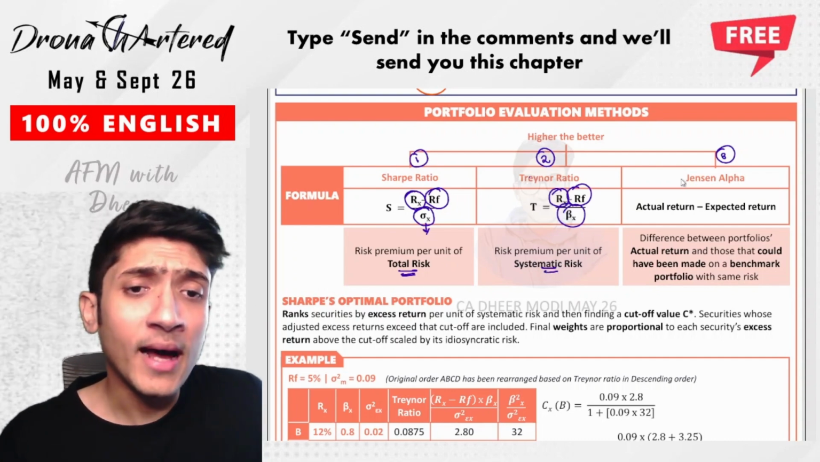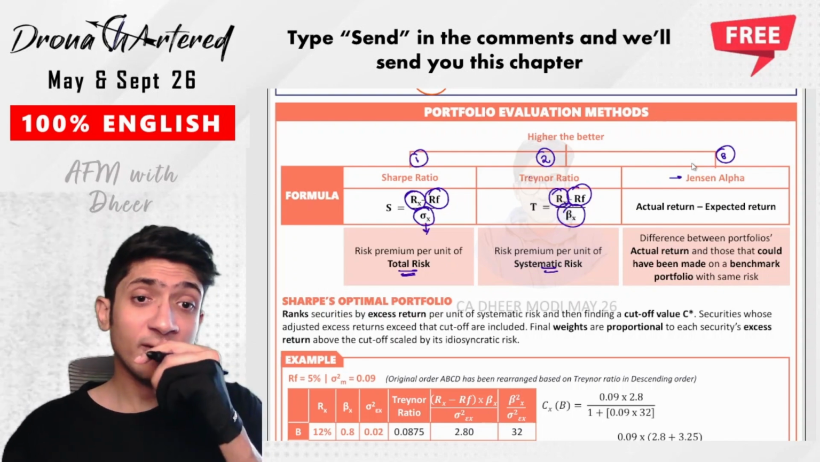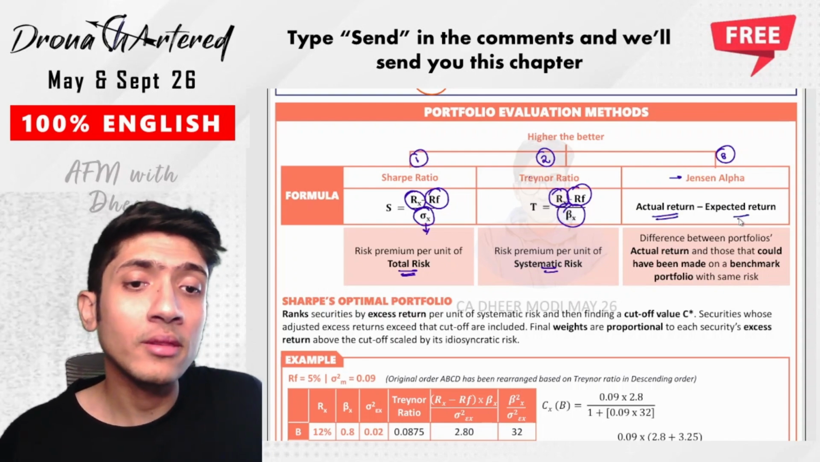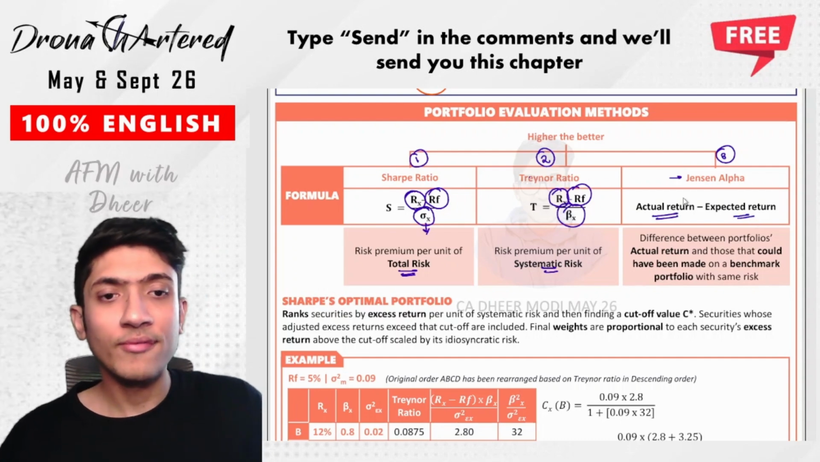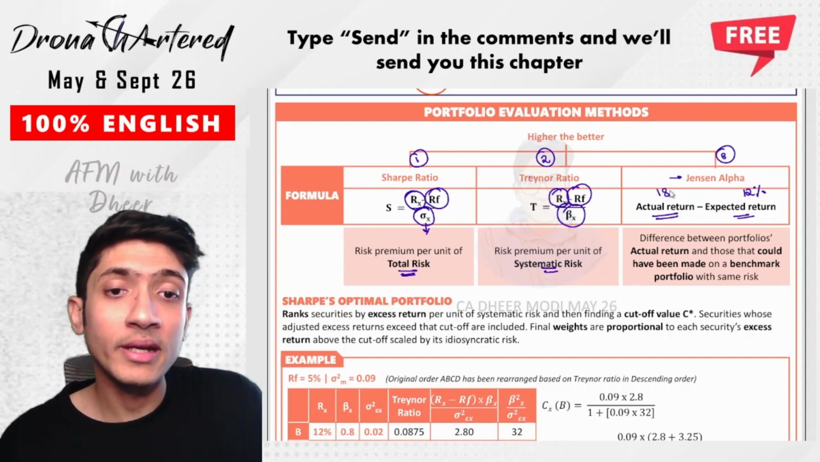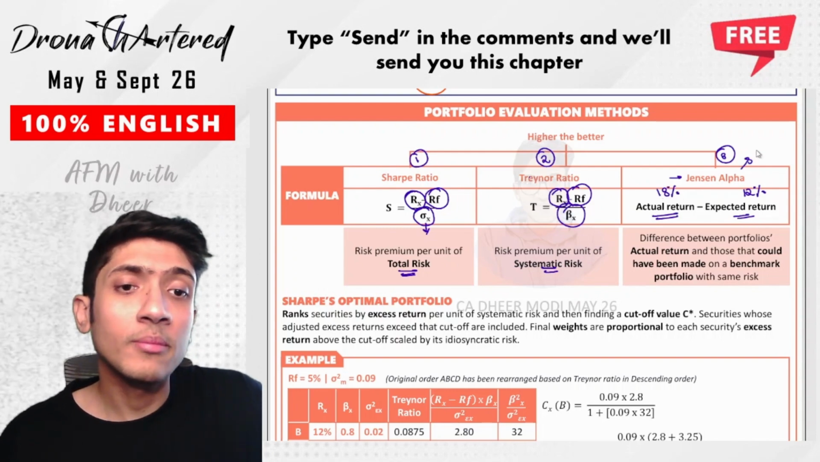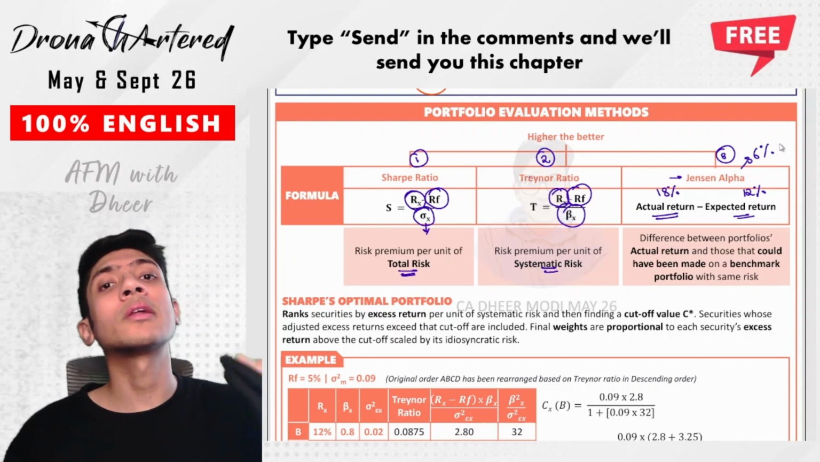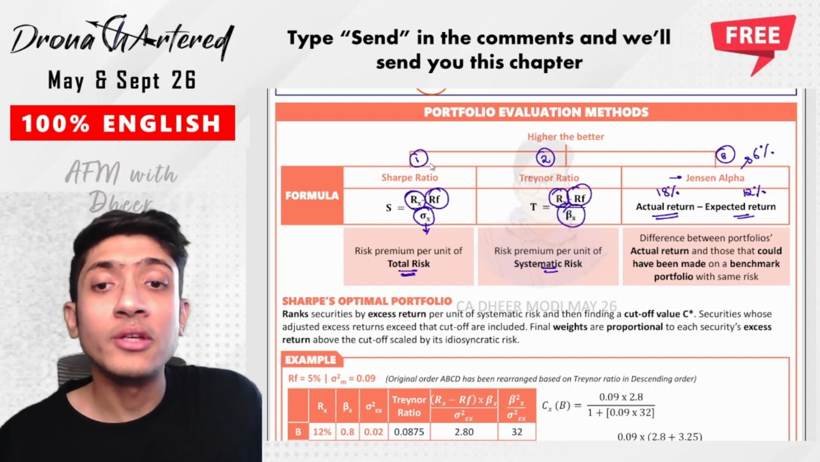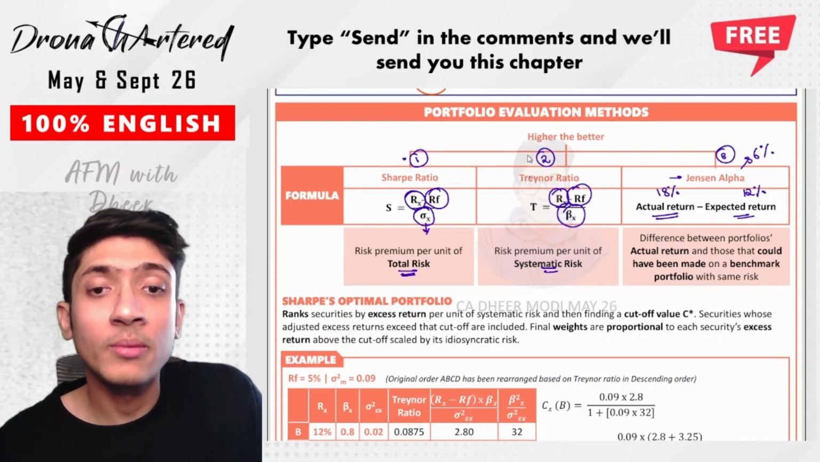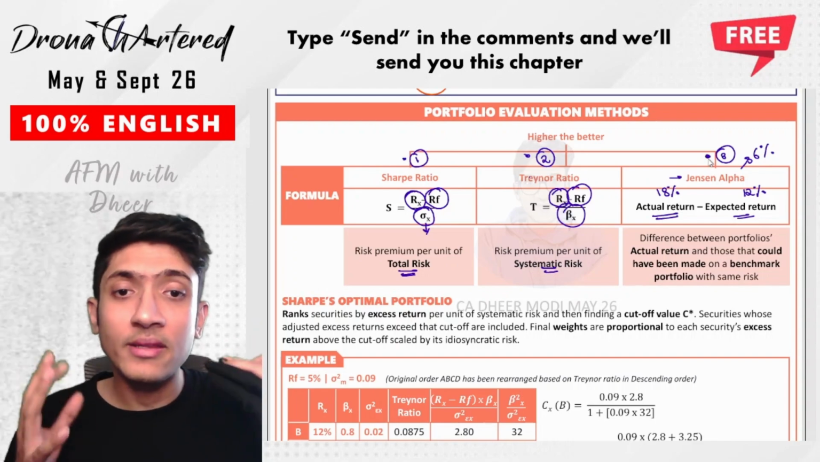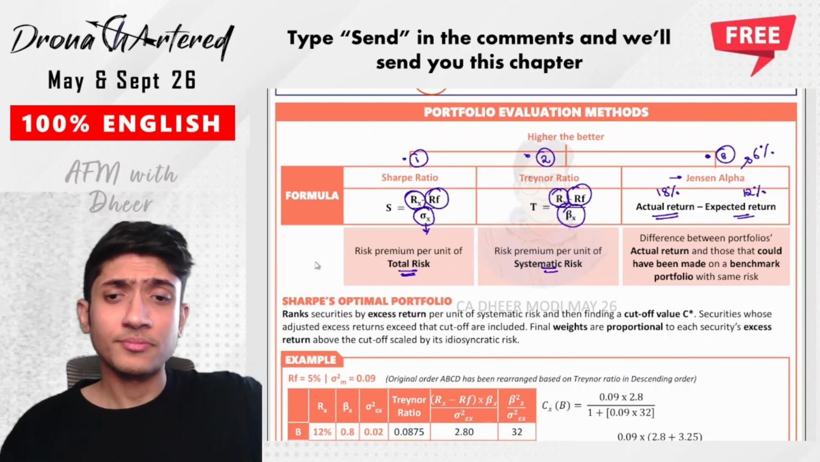And last is your Jensen alpha. What does Jensen alpha talk about? Jensen alpha tells it is your actual return minus your expected return. If your expected return, say for example, is only 12%, but your actual return is 18%, so Jensen alpha will be 6%. That means you are earning 6% more than what you expected. Therefore, for all of these ratios, whether it be Sharpe ratio, Treynor ratio, or Jensen alpha, the higher the better.